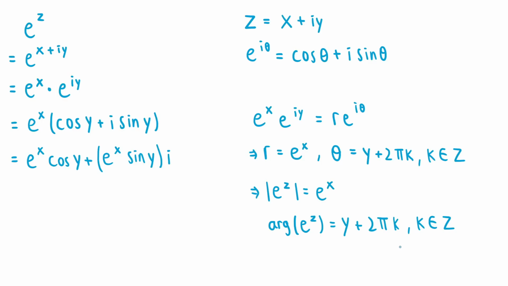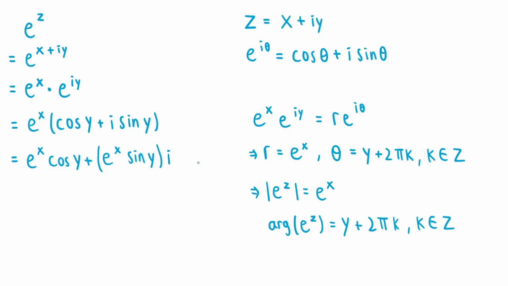Another way to think about the absolute value is looking at the expression e to the x times parentheses cosine y plus i sine of y. Cosine y plus i sine y always has an absolute value of 1, no matter what the value of y is. So the absolute value of the entire expression e to the x times parentheses cosine y plus i sine of y is simply e to the x, since any number multiplied by 1 is just equal to itself.